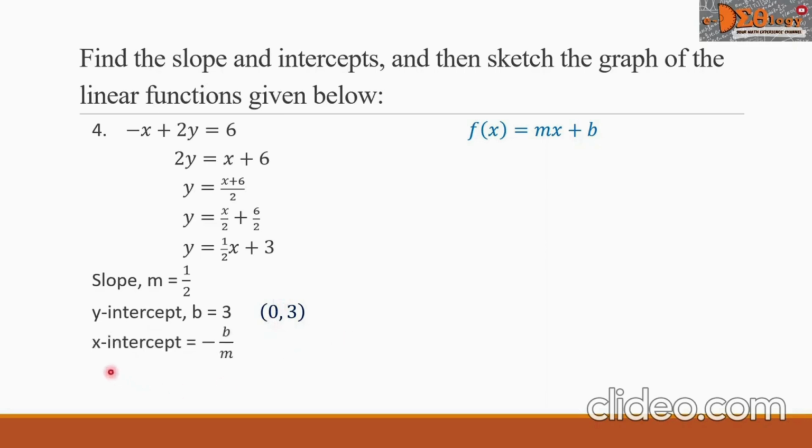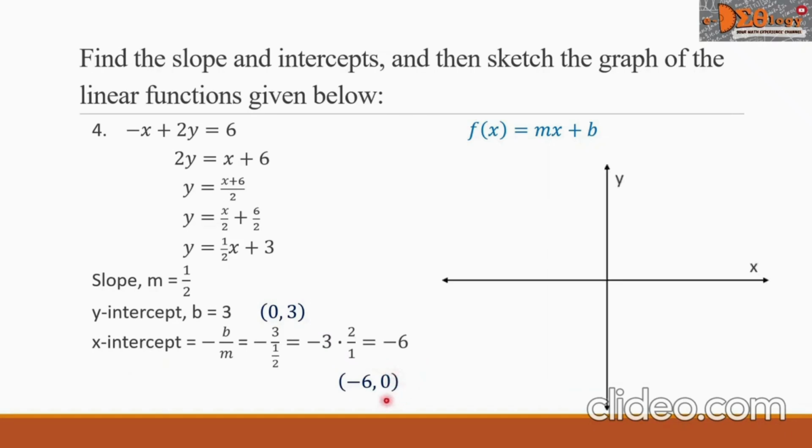Now we proceed to the x-intercept. Our formula, negative b over m. Let us substitute the values. So we have negative of b, that is 3, all over the m, that is 1/2. We simplify this as negative 3 times 2 over 1. Then finally, the value is negative 6. Showing this as a point, we write negative 6, 0. Remember that for x-intercept, the y value or the y-coordinate must be 0.